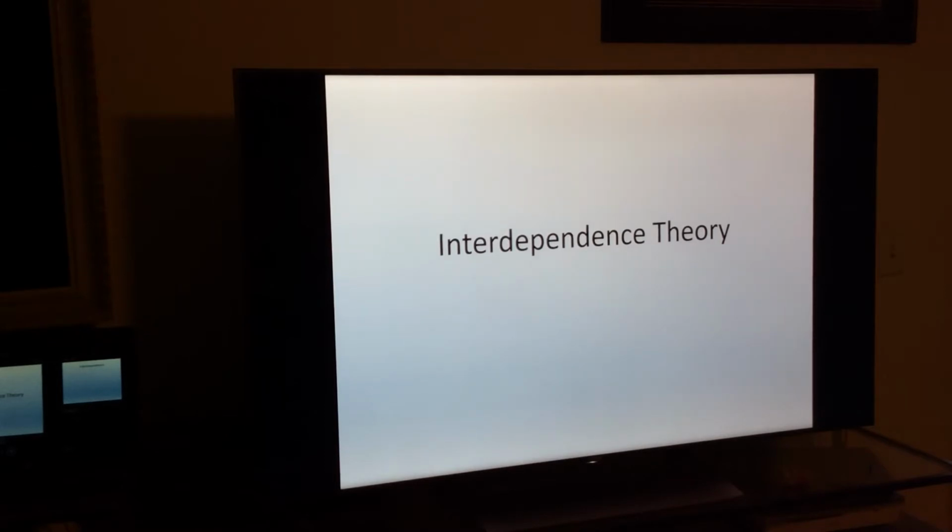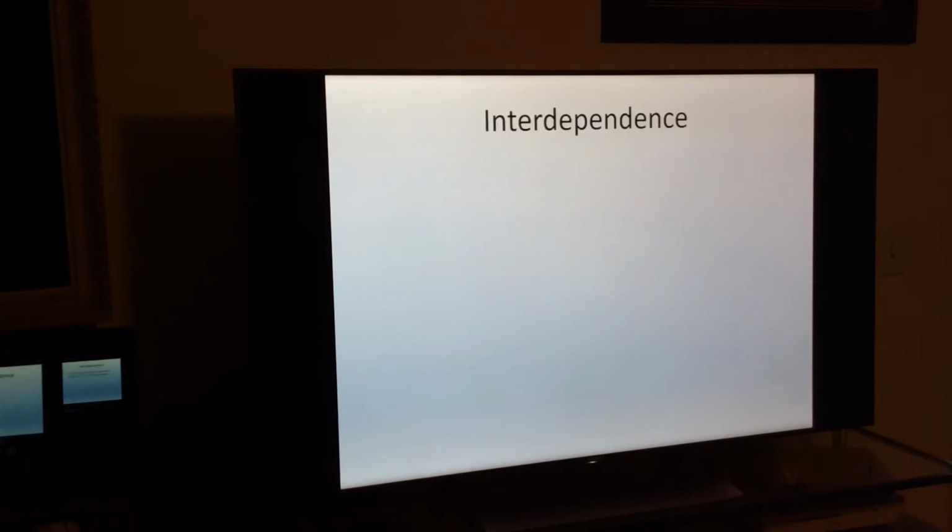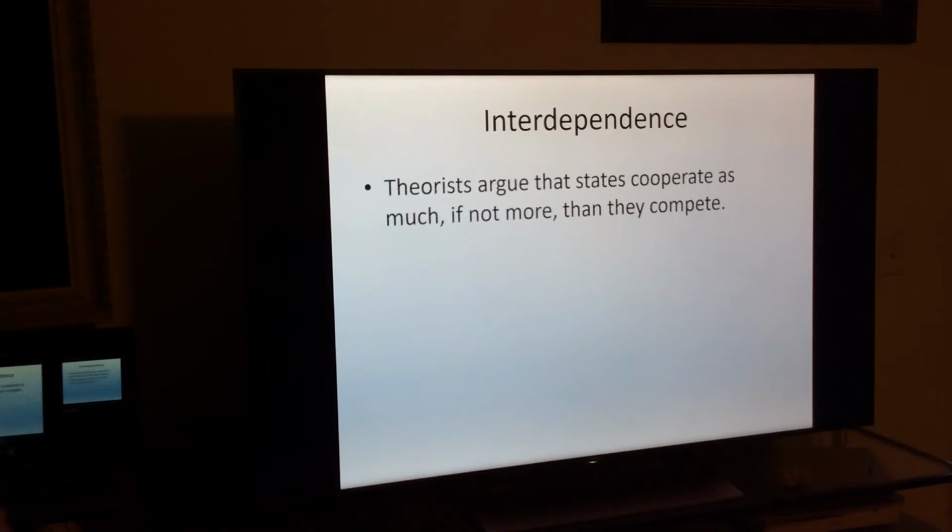So this is the second of the three theories that you should know for the class. Where realism is don't trust anybody, anarchy outside your system, interdependence is really cooperation. So interdependence theorists argue that states cooperate as much as they compete. So it's more about cooperation in an interdependent system.